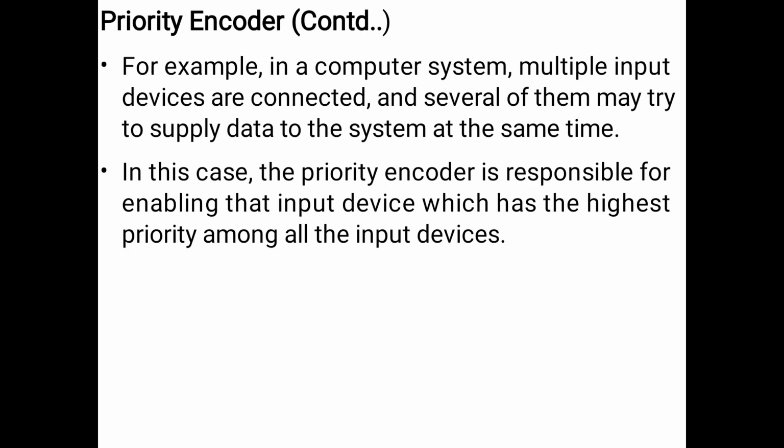For example, in a computer system, multiple input devices are connected and several of them may try to supply data to the system at the same time. In this case, the priority encoder is responsible for enabling the input device which has the highest priority among all the devices which are supplying input.